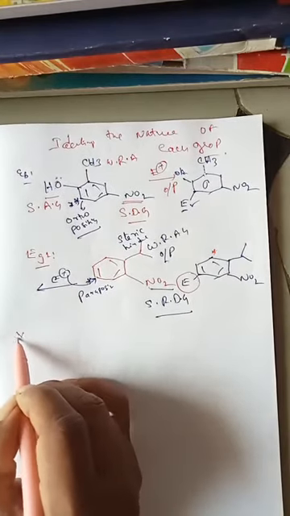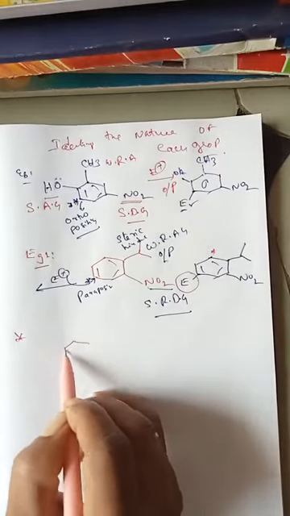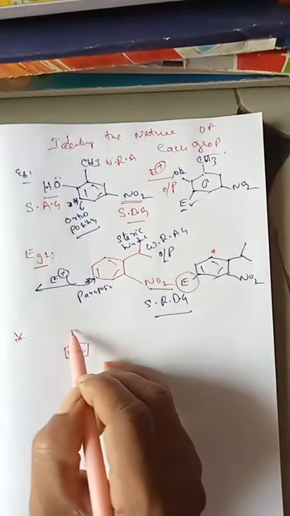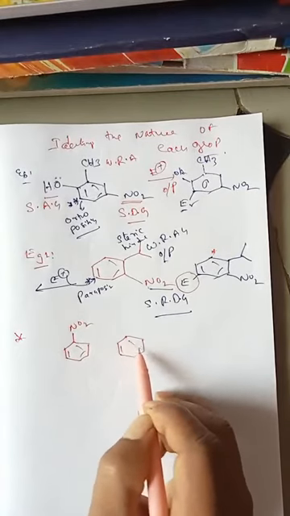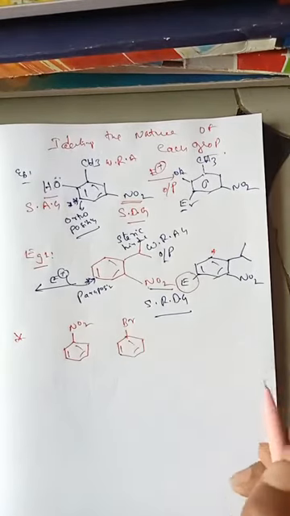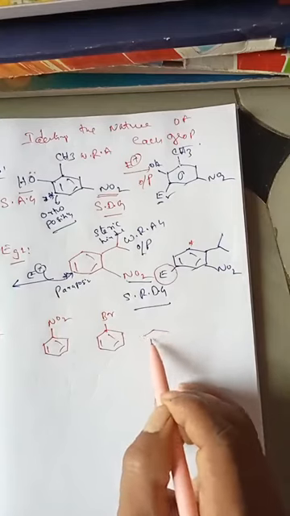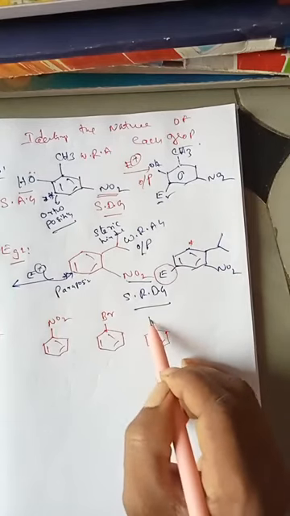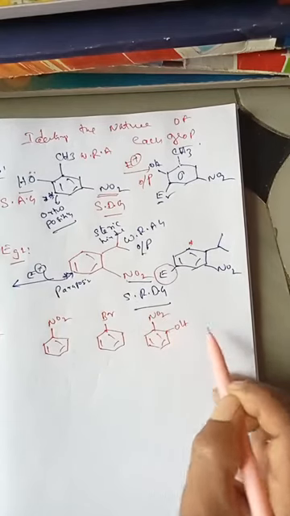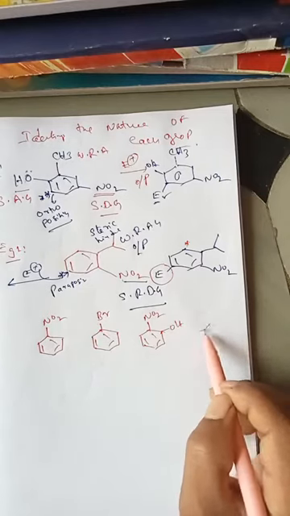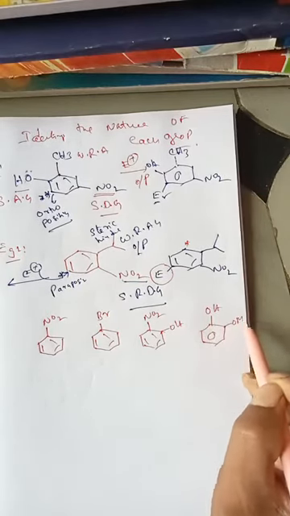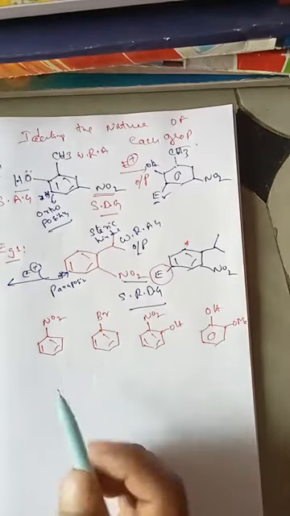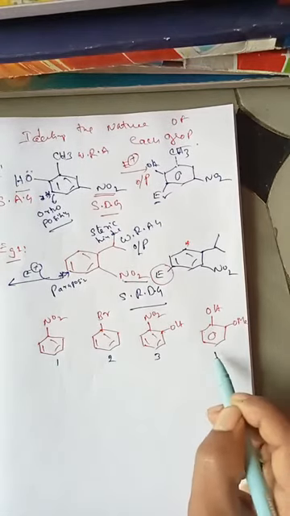So another example you can see. For example, please arrange the compounds in order of electrophilic substitution reaction. Here NO2 is there and OH is there, and here OH is there and methoxy is there. So among these, this is the order of electrophilic substitution reactions.